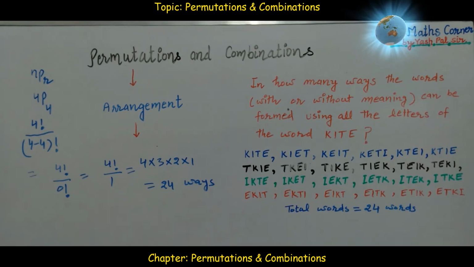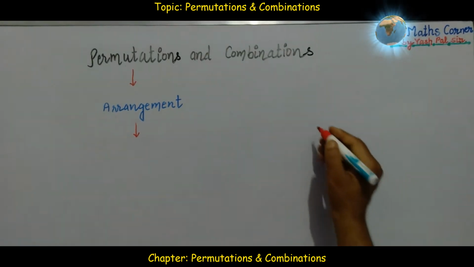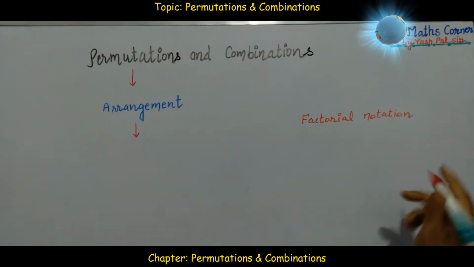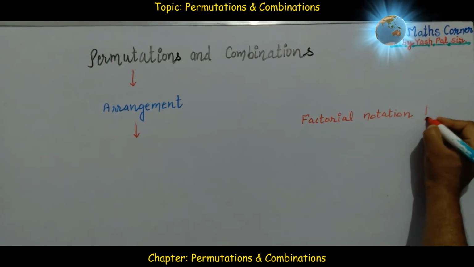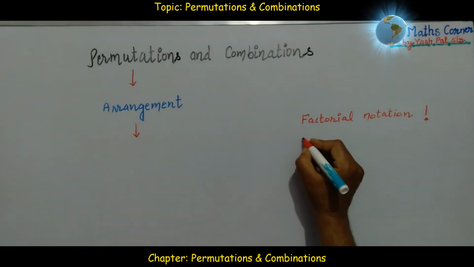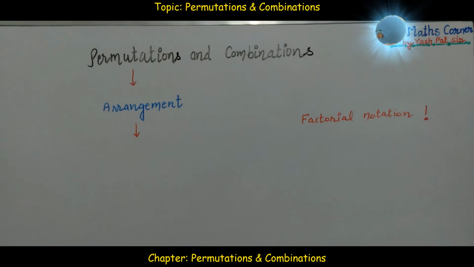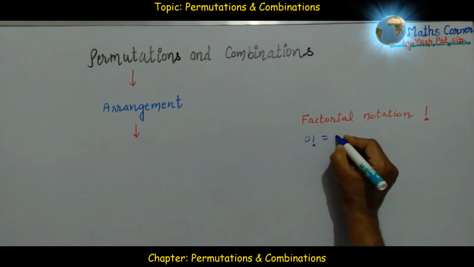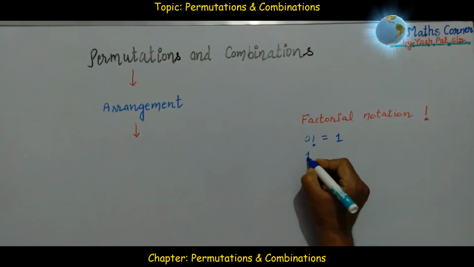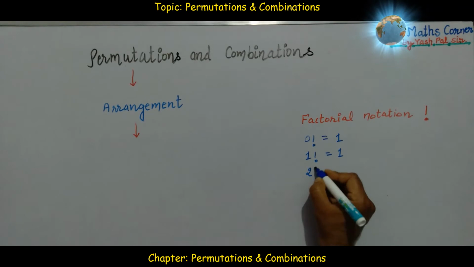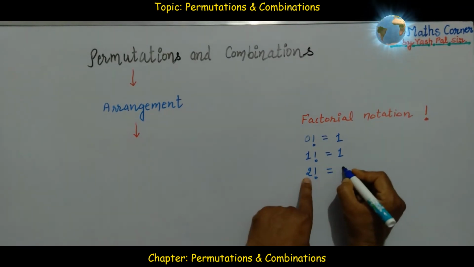Okay, now one new term, factorial notation. Factorial notation is introduced here. This is the symbol for factorial notation. What is the meaning of this? Simply, we say 0 factorial value is 1. 1 factorial value is again 1. 2 factorial means starting from 2, 2 into 1.